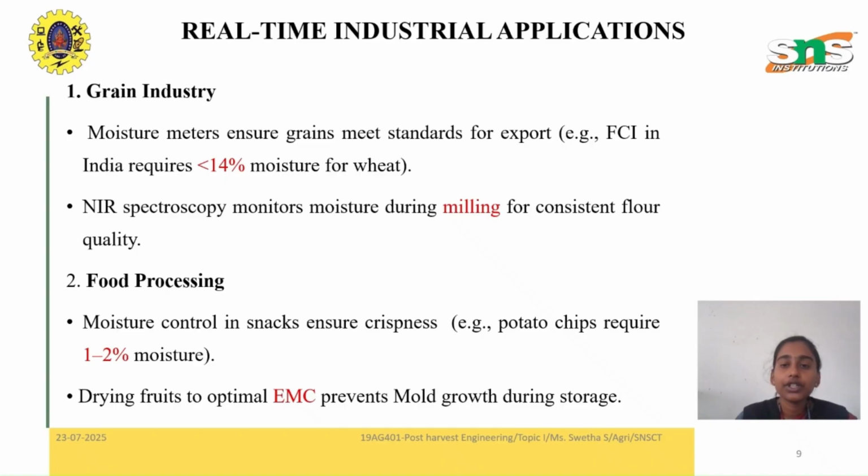What are the real-time industrial applications of moisture content? First, the grain industry. The Food Corporation of India has a particular standard: moisture content should be below 14% for wheat. NIR spectroscopy is also used in milling to find out flour quality. In food processing, we use it in snacks to ensure crispiness. As I mentioned here, potato chips require 1 to 2% moisture content. Drying fruits to optimal EMC prevents mold growth during storage.